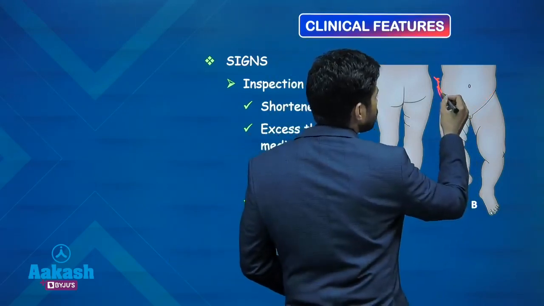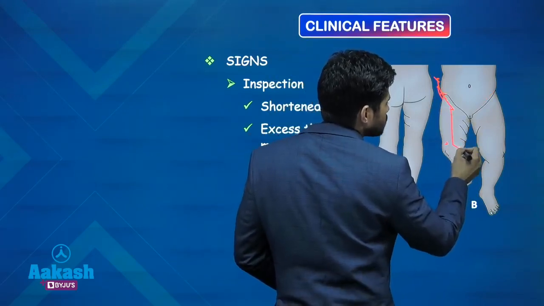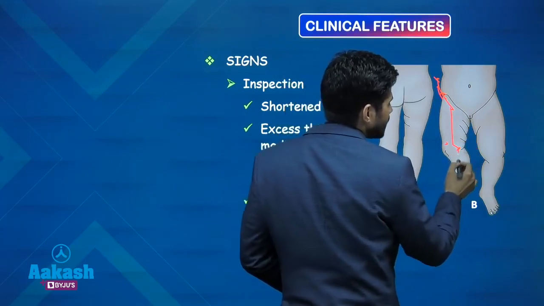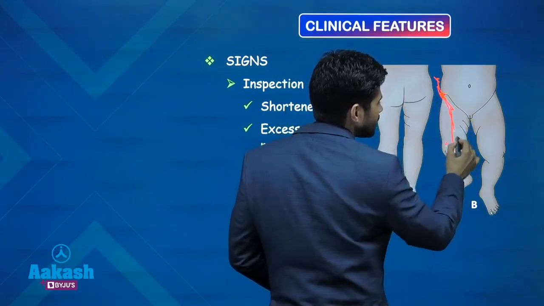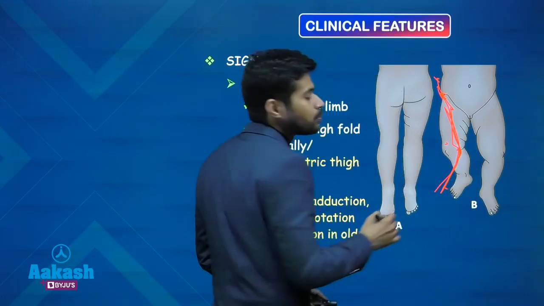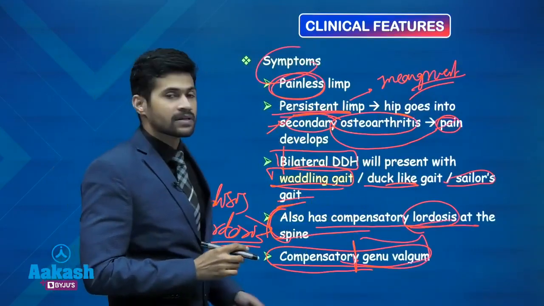So this portion will go to this side, this portion compensatory will go to this side, distal femur and tibia will go to this side. So ultimately it will be like this. So that's why there is a compensatory genu valgum in developmental dysplasia of hip, right?